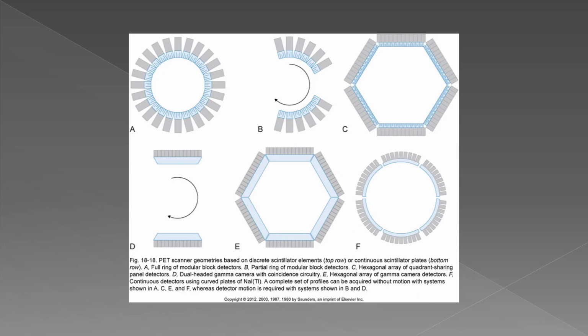And then these are some of the different designs of the detector rings over the years. PET scanner geometries are based on discrete scintillator elements or continuous scintillator plates, like we have in the bottom. A is a full ring of modular block detectors. B is a partial ring. C is the hexagonal array. E and F are what you're going to see most often because it covers a bigger area.